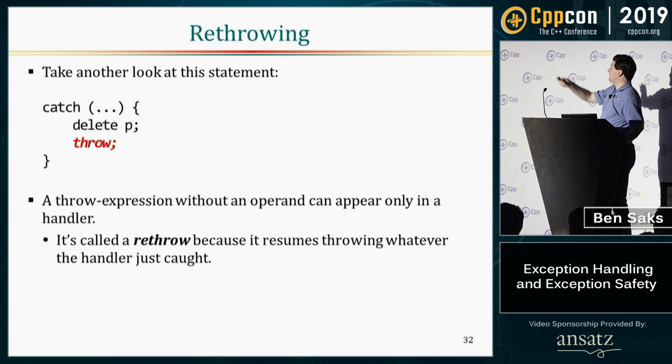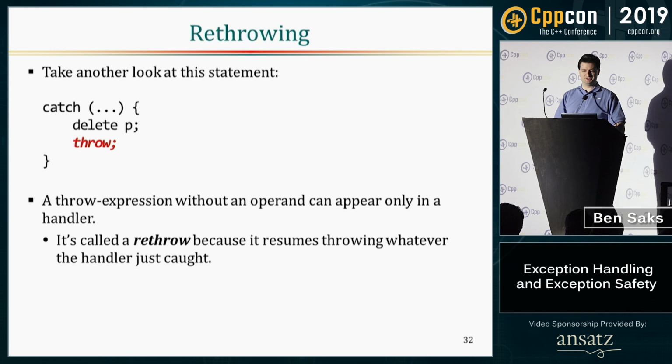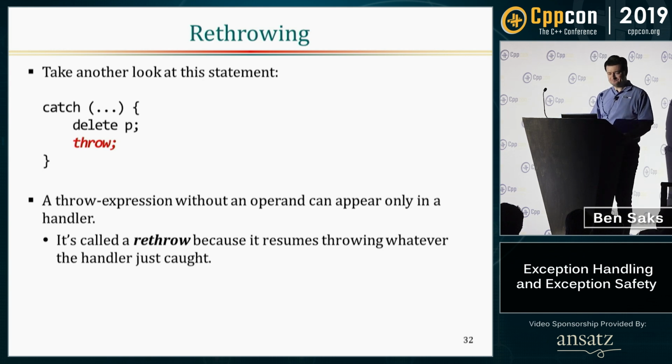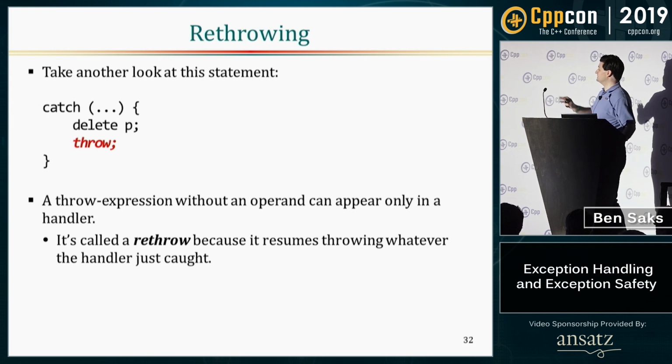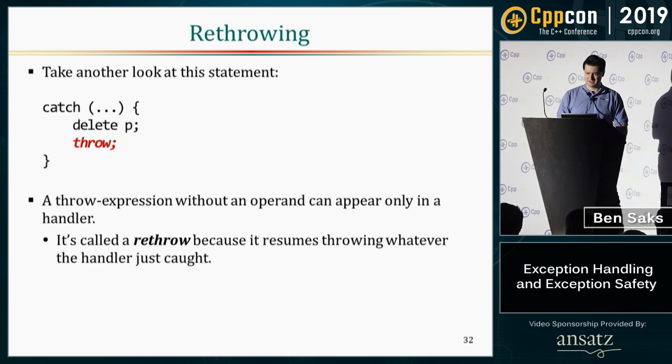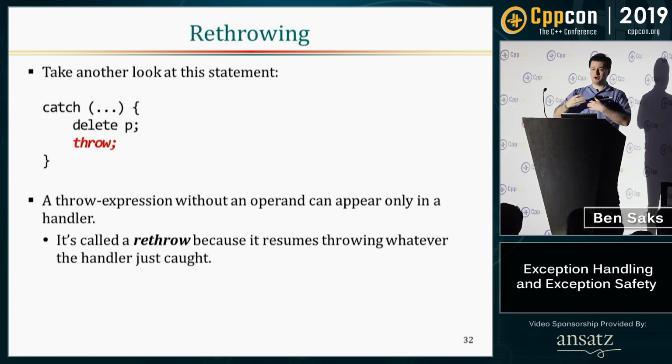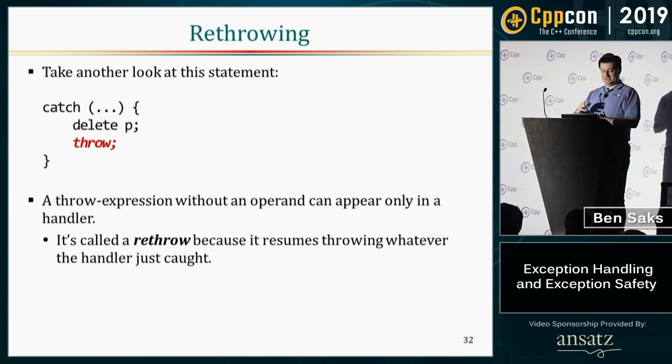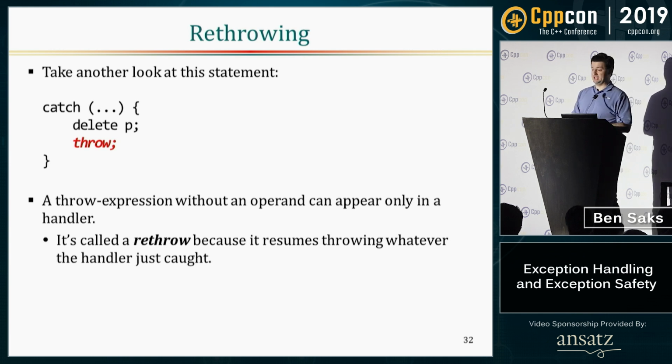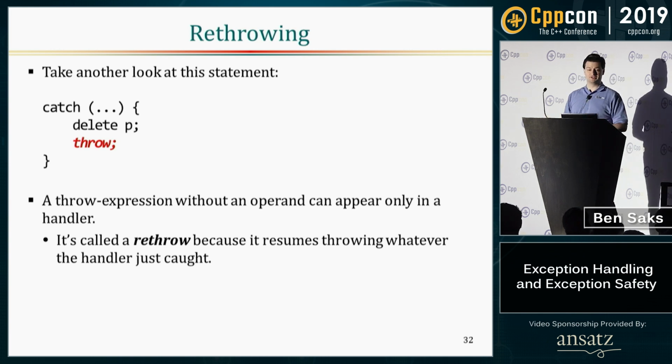So notice that throw there doesn't have an operand. It's just throw semicolon. This is a statement that can only appear inside a catch block, and what it means is rethrow whatever exception I caught before. So it's particularly useful in this case where you don't have a name to refer to the exception that you caught because you don't know what type it was.